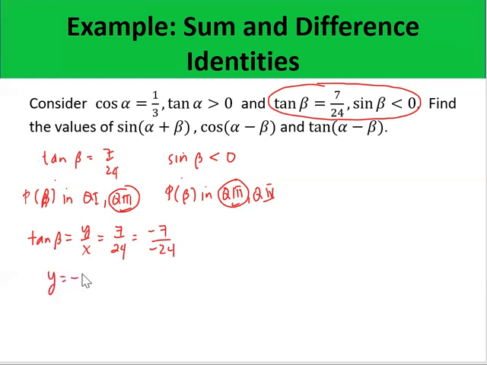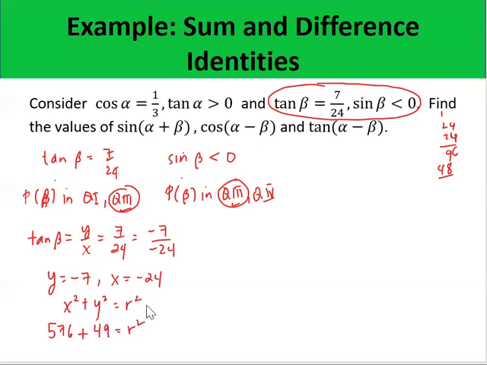So let's write it down here. Y is negative 7 and x is negative 24. So using again the relationship of x and y with the radius r of a circle, then we have x squared, or negative 24 squared. So that's going to be 16, 96, and then we have here 8 and 4. So this is 576 plus the square of 7 is 49, and that's equal to r squared.